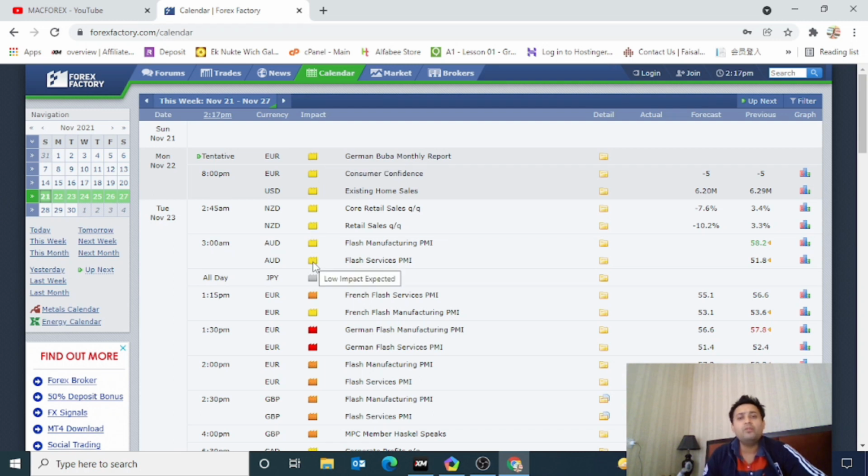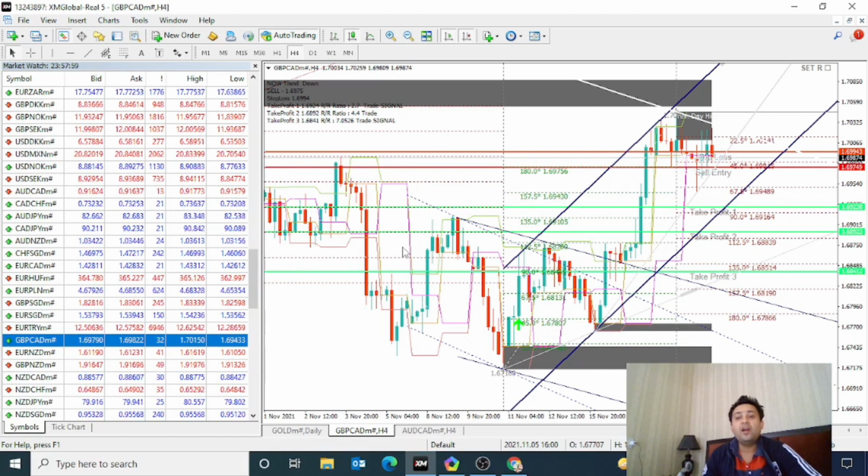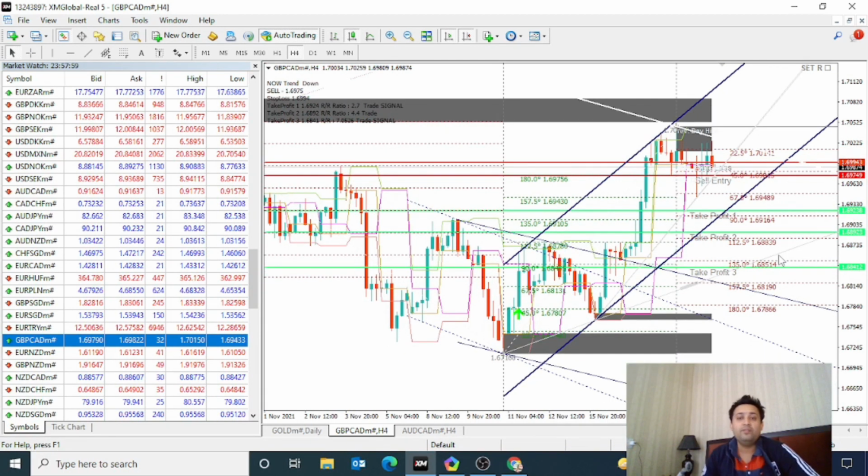In low impact you can follow the indication and trade, but in medium impact you need to wait. This is the medium impact news. This is the high impact news. It means that when this news is released, it will have a high impact on the forex market. That's why I am telling you to wait if there is any kind of high impact news. Otherwise you can trade as per this trading software's indication.